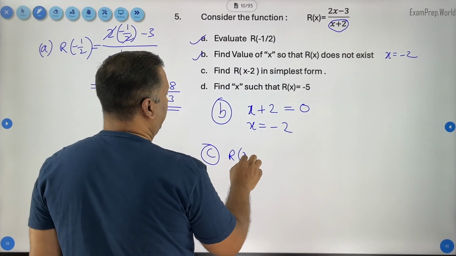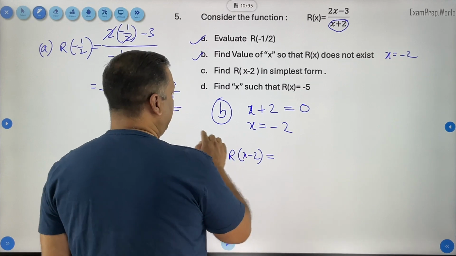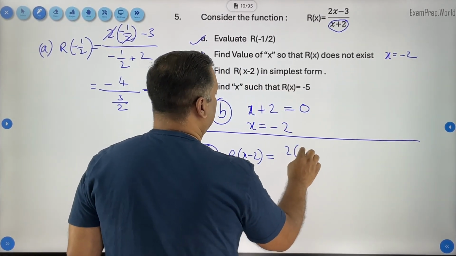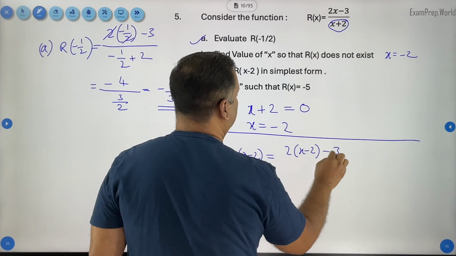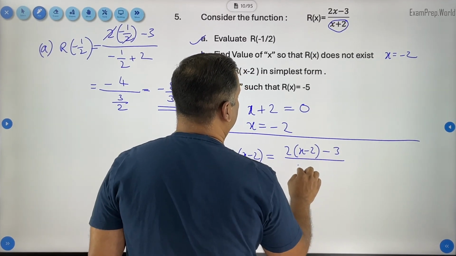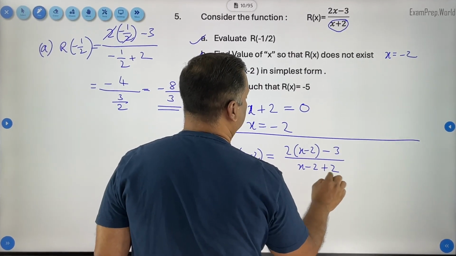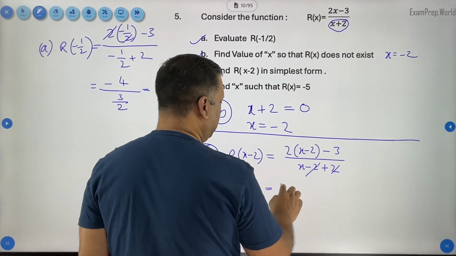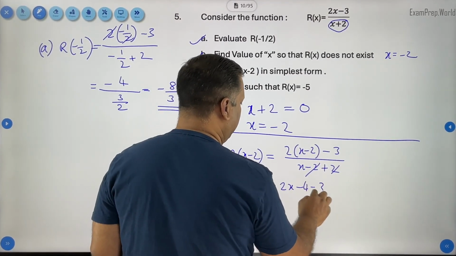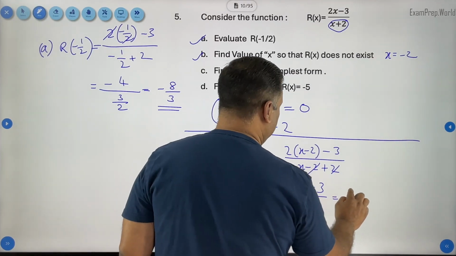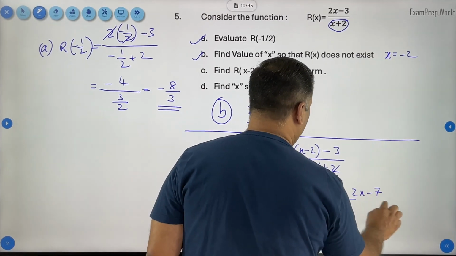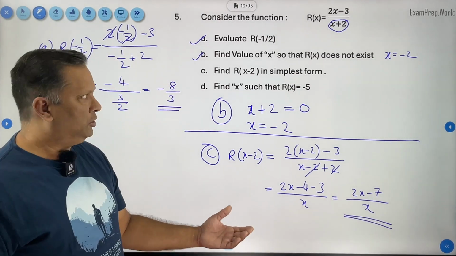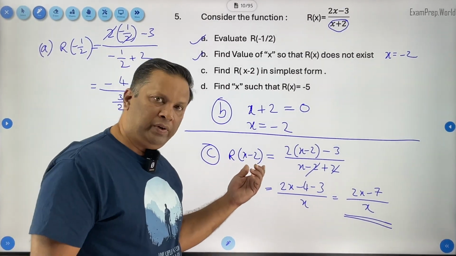R of x minus 2 should be equal to 2 times x minus 2 minus 3 divided by x minus 2 plus 2. So minus 2 plus 2 is gone here. It is 2x minus 4 minus 3 over x, which is 2x minus 7 over x. That's your answer. That's a simplified version for r of x minus 2.